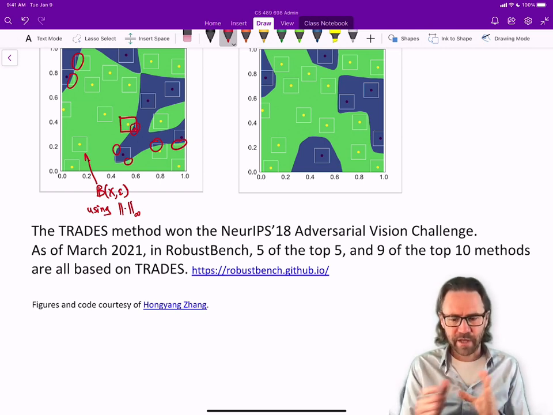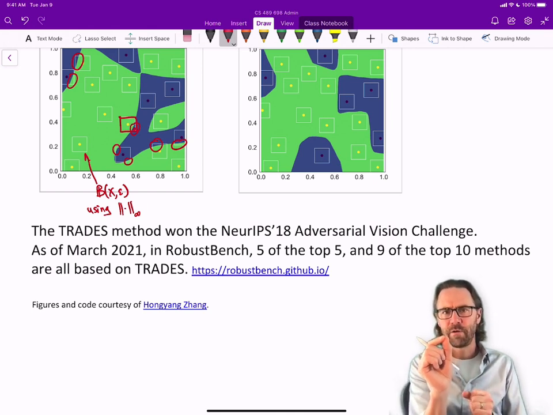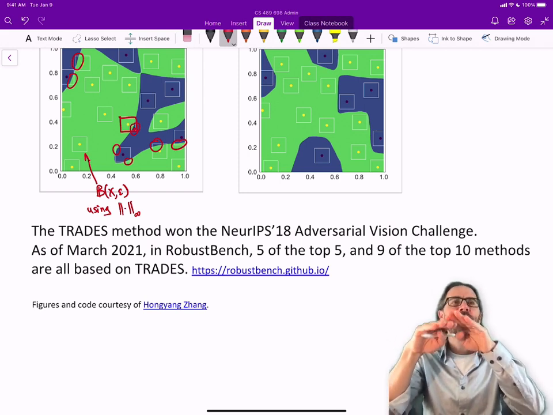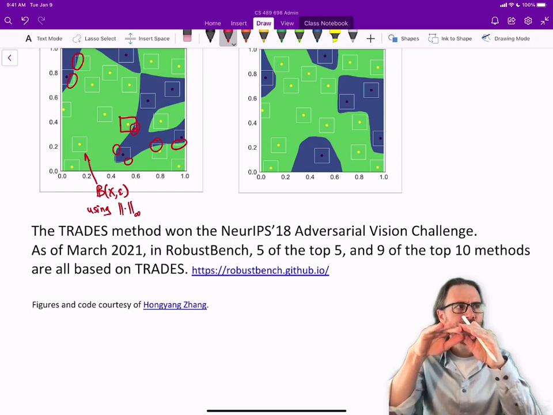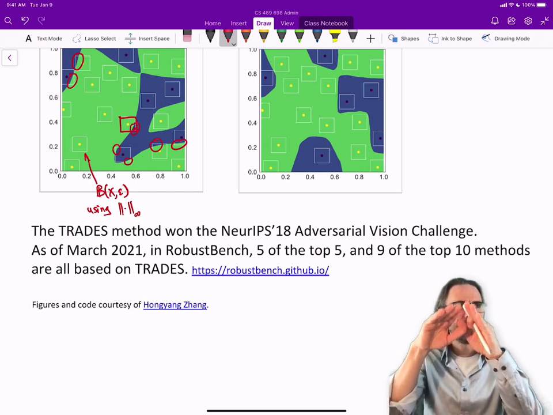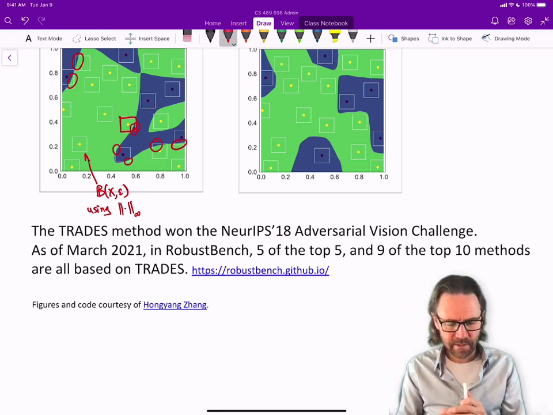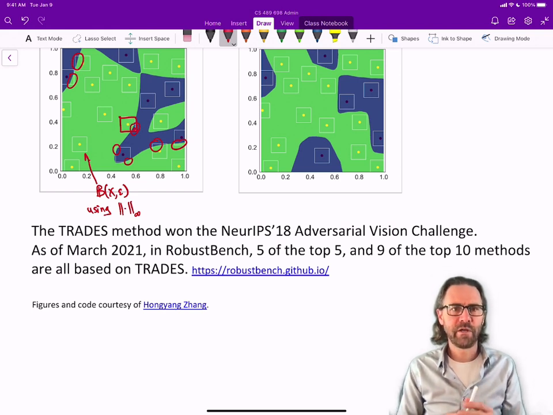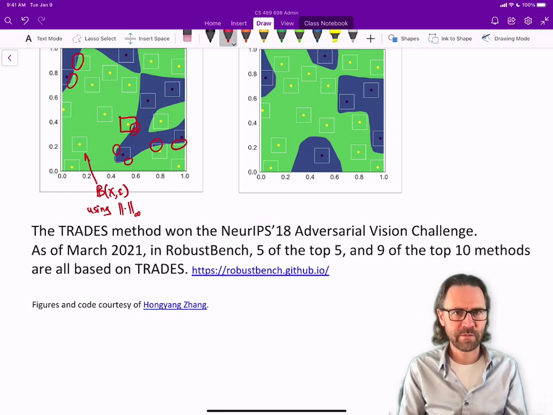So the idea is basically in the neighborhood of your points, you want to flatten out your model so that it doesn't cross the decision boundary in the epsilon neighborhoods of your samples. I'd like to acknowledge again Hongyang Zhang, and there's a link to his webpage here, for inventing the TRADES method and giving me some code and some of these graphics.